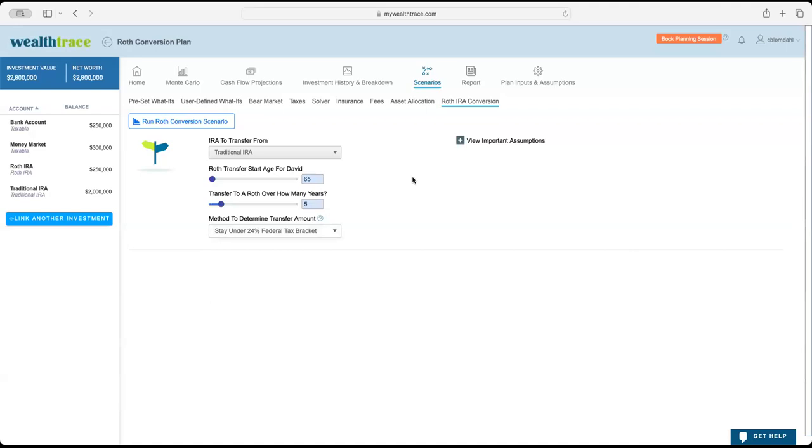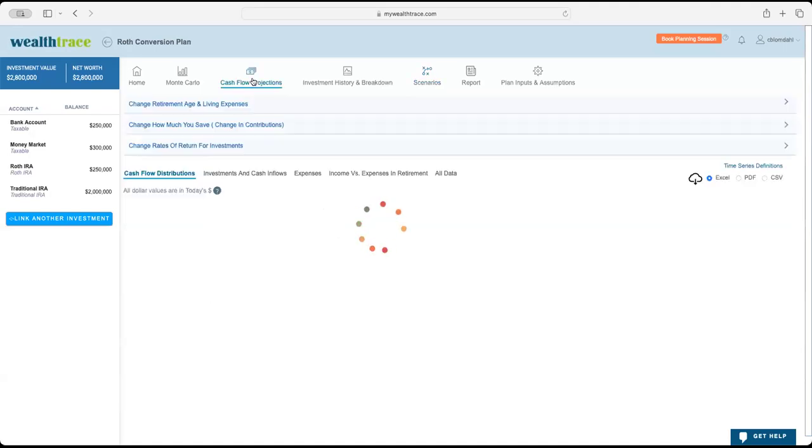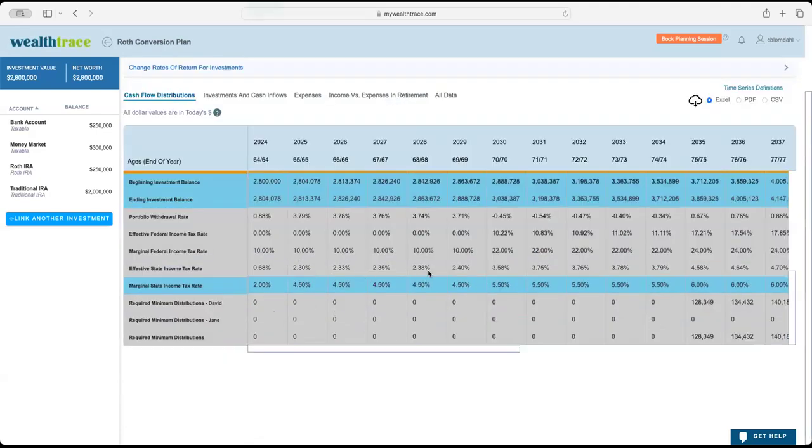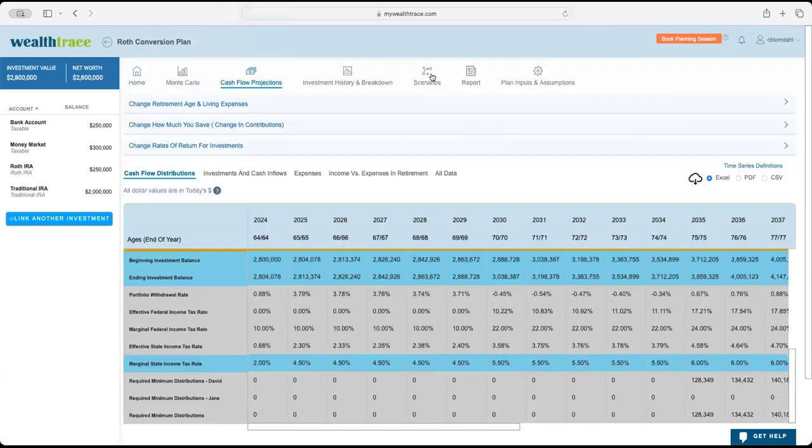Just to give you a little bit more context as to why we're choosing these inputs, we're going to head over quickly to the cash flow projection screen, and scroll way down. What we can see here is they have a couple of years where they have a really low marginal income tax rate. Between 2025, technically 2024 too, to 2029, they're only at 10%. Their rate jumps in 2030 to 22% because that is when they both start receiving their Social Security benefits and David starts receiving his pension. So let's head back over to scenarios again.